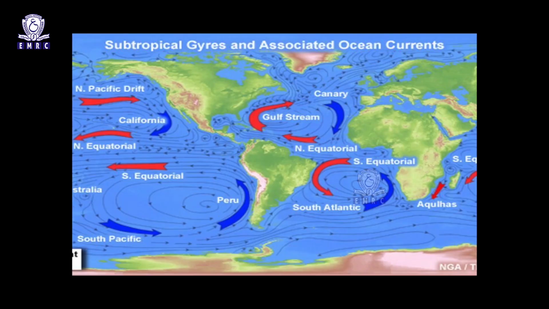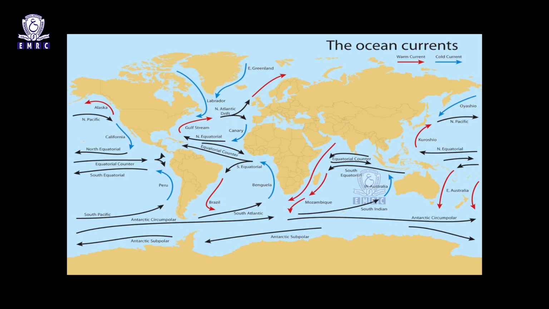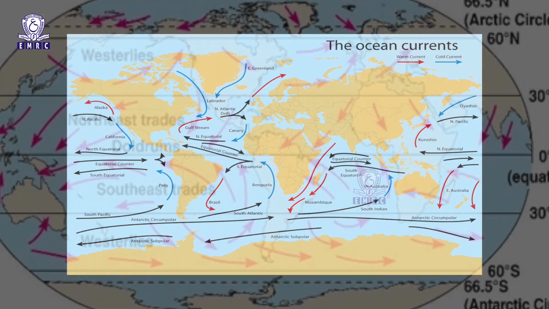Currents. Ocean currents are a continuous flow of a huge amount of water in a definite direction. Water moves from one place to another place through ocean currents. The movement of surface water in the oceans is called currents.